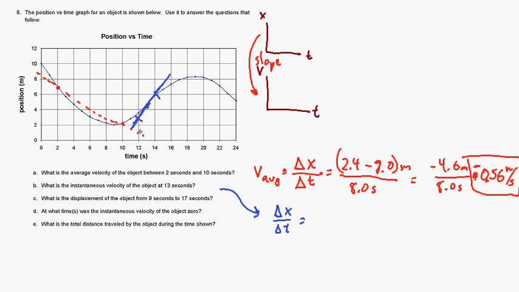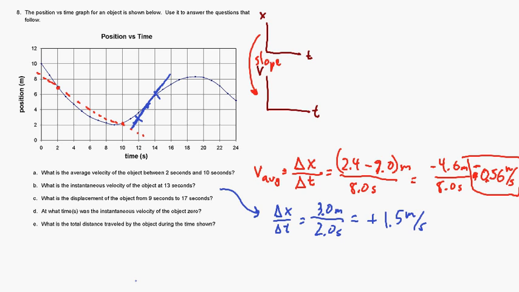So my delta t is going to be 2 seconds horizontally, and then my vertical is going to be from 3.0 meters up to roughly 6.0 meters. So I'm going to go 3.0 meters. So this is going to be about positive 1.5 meters per second. Again, you don't have to be super precise when you're eyeballing it.